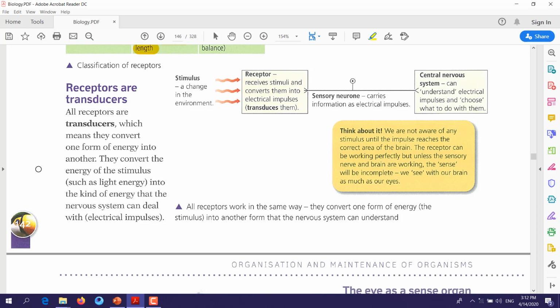Then receptors are transducers. What's that mean? The word trans comes from the word transformation, transferring. What's that mean? It means it changes the kind of stimulus. For example, all receptors are transducers, which means they convert one form of energy into another. Transducer means it has the ability to convert one form of energy into another form of energy.